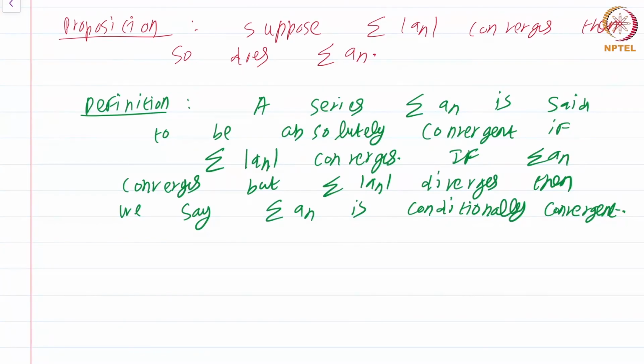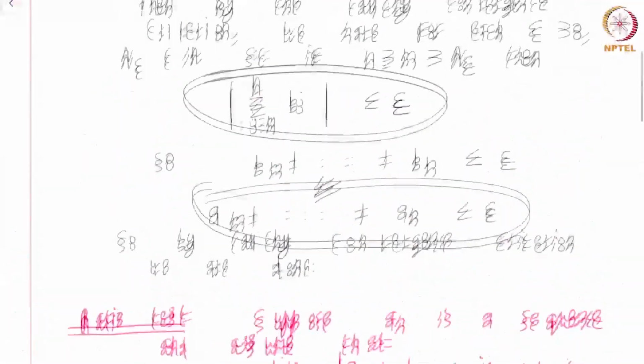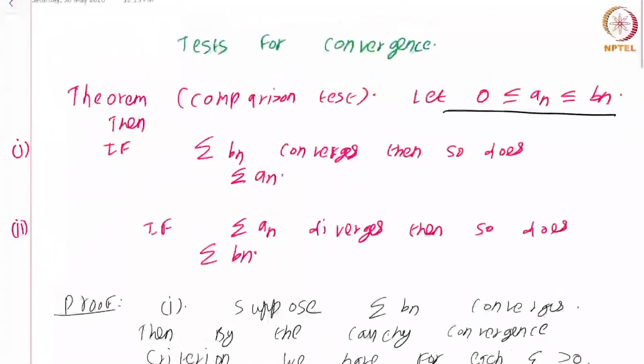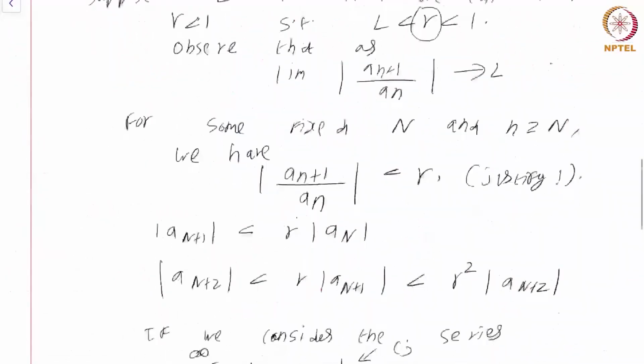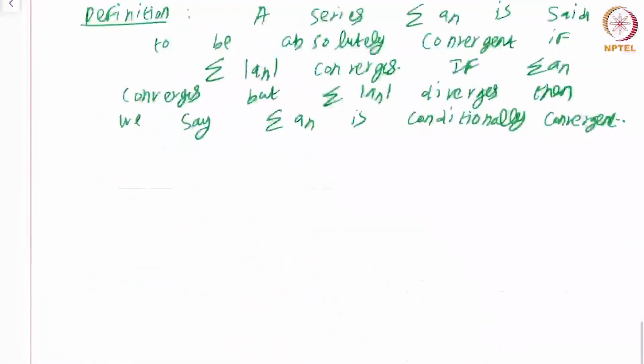So for instance, in the statement of the comparison test, I am saying that you require 0 less than or equal to an less than or equal to bn. By a similar proof to what we have done for ratio test, you can show that you don't really need this for all n. You just require this inequality whenever n is suitably large. You don't require it for all values of n. You can modify the proof to see for yourself that what I'm saying is true.